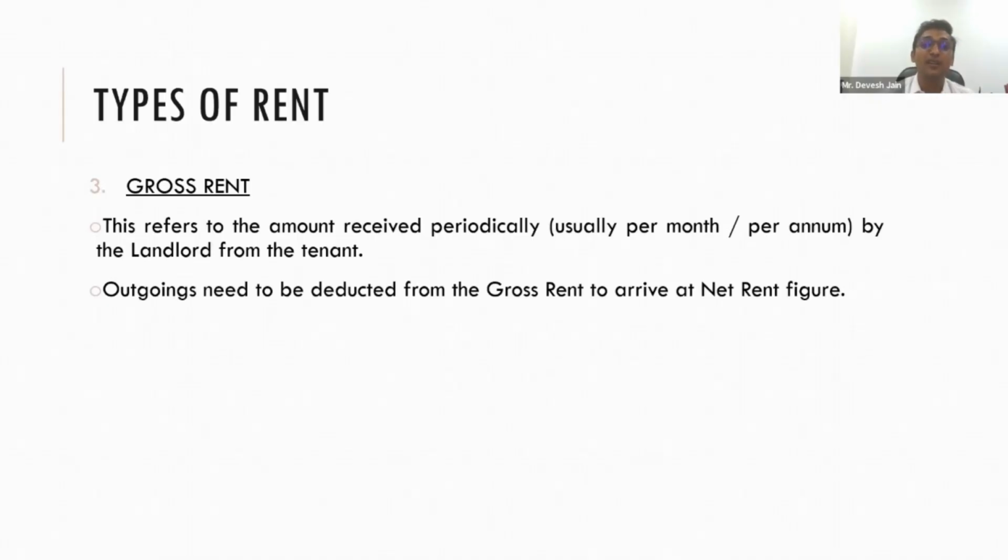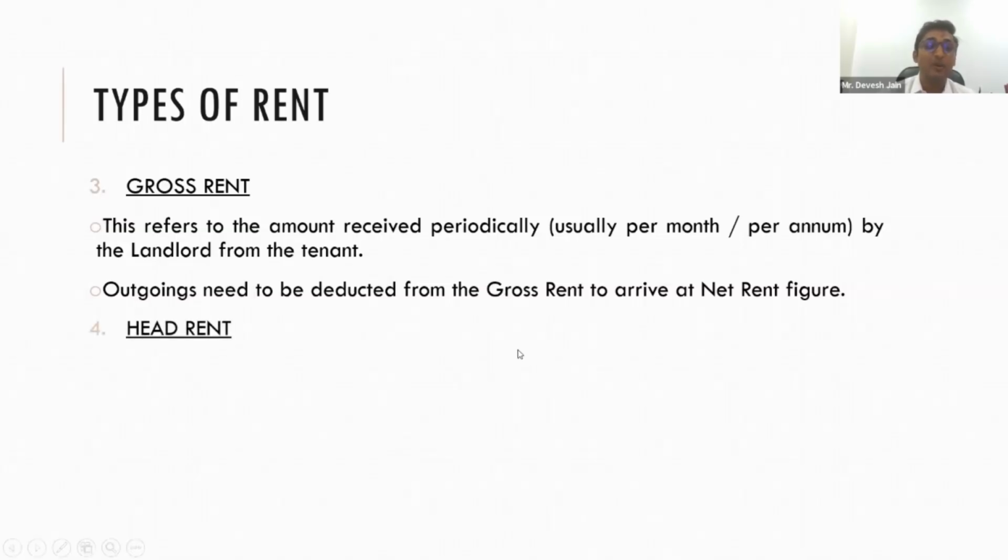I would like to ask all of you, what are the various outgoings that are generated from the property? I guess all of you can unmute yourself. Yes, property tax, taxes, maintenance, great. Management fees, correct. Repairing costs, absolutely correct. So these are the outgoings.